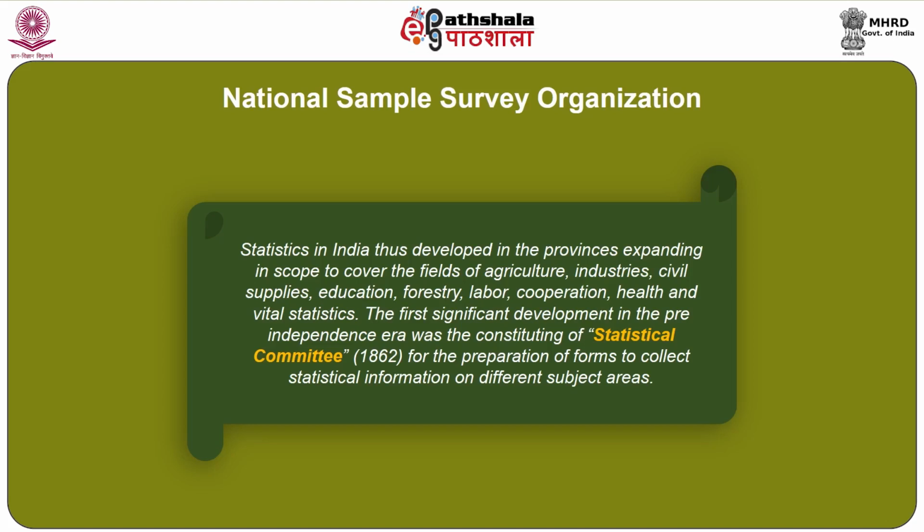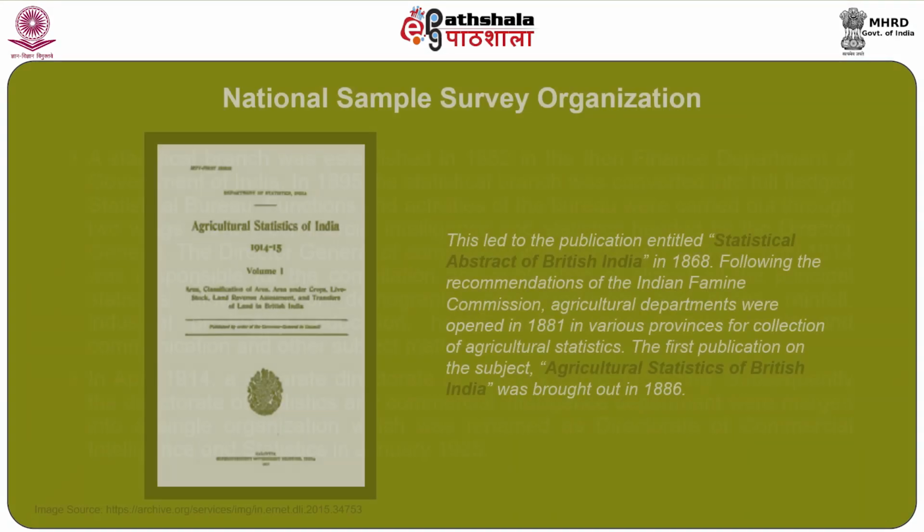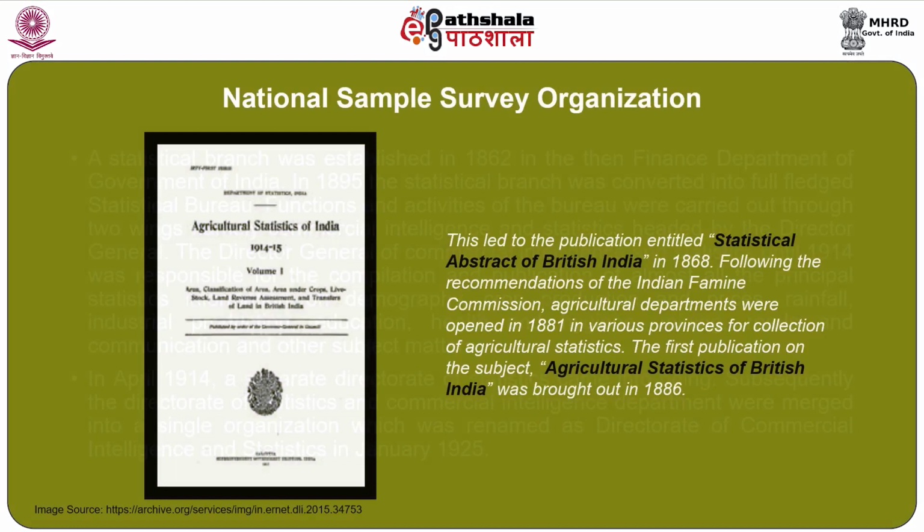The first significant development in the pre-independence era was the constituting of the Statistical Committee in 1862 for the preparation of forms to collect statistical information on different subject areas. This led to the publication entitled Statistical Abstract of British India in 1868. Following the recommendations of the Indian Famine Commission, agriculture departments were opened in 1881 in various provinces for collection of agricultural statistics. The first publication on the subject, Agricultural Statistics of British India, was brought out in 1886.